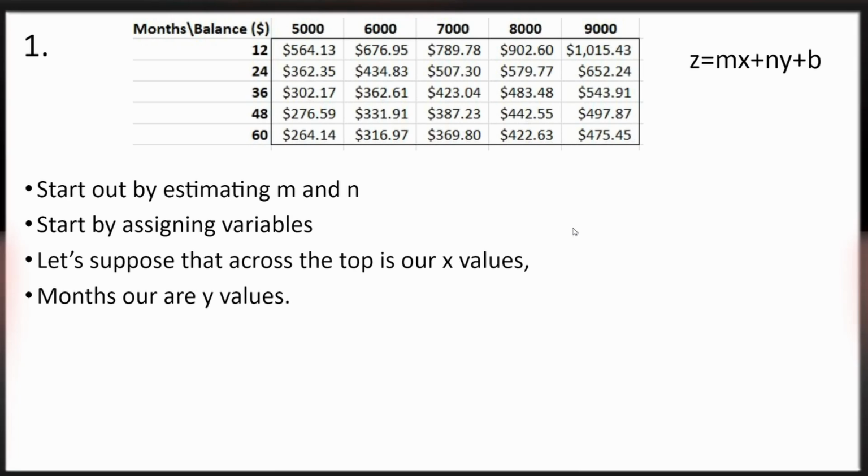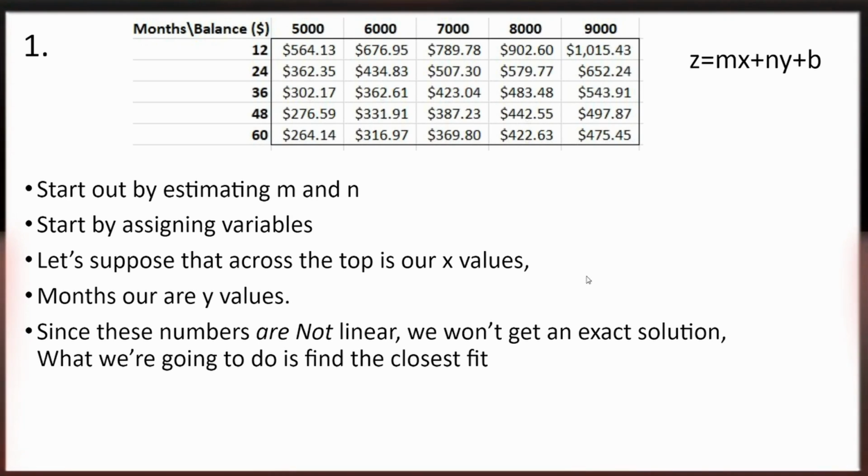So let's suppose that across the top are our x values: 5,000 is our x, 6,000, 7,000, 8,000, 9,000. And then our months are our y values: 12, 24, 36, 48, and 60 months respectively. Since these numbers are not linear, we won't get an exact solution. You can tell by looking at this graph, looking down, looking sideways. It's not exactly perfect. So we're going to get a nice estimate with these numbers and these slopes. Pretty much we're looking for the closest fit.